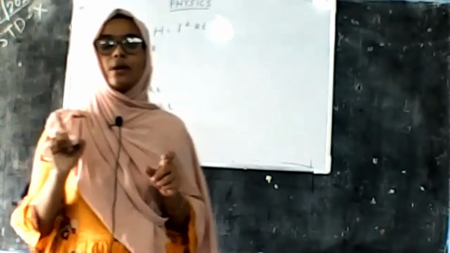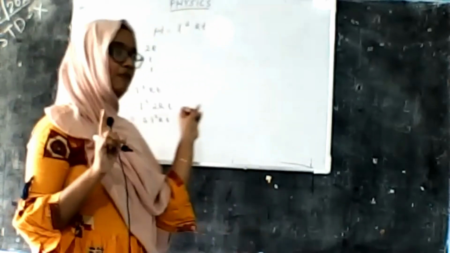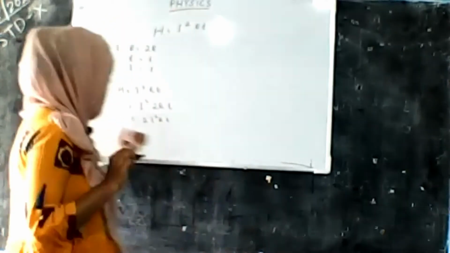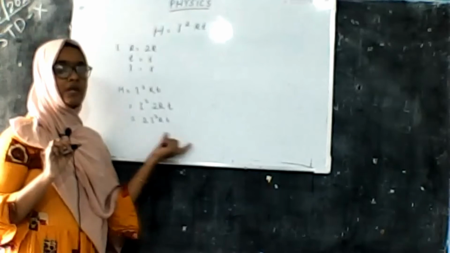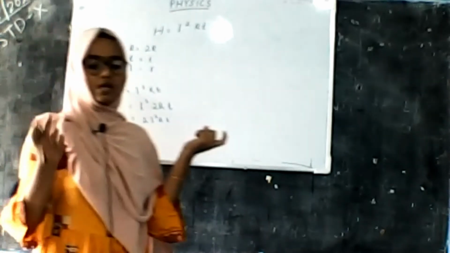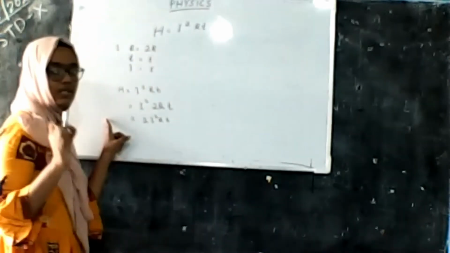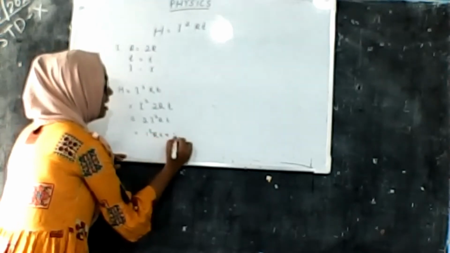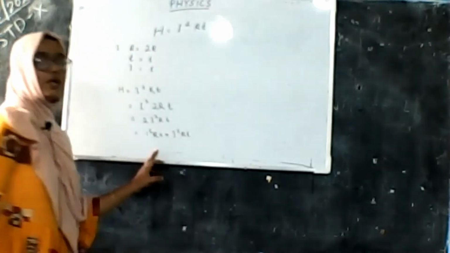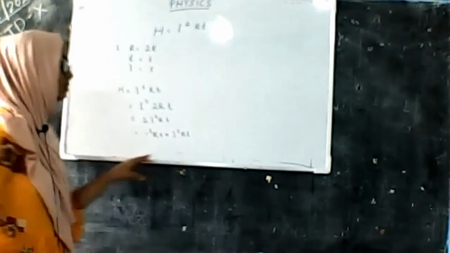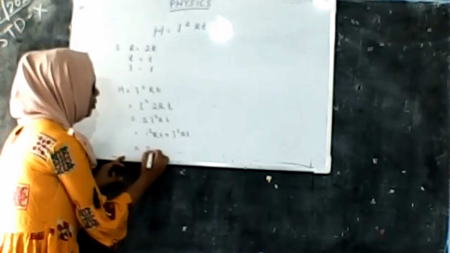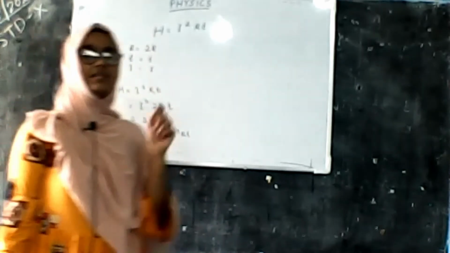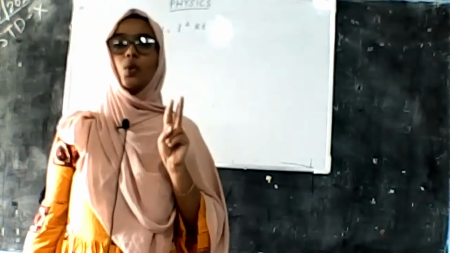H is equal to I square RT is Joule's law, and we applied these measurements to this problem. We got the final answer H is equal to 2I square RT. So the change in heat is twice in this case. This is equal to I square RT plus I square RT, so the heat here is 2H. 2H is equal to 2I square RT. So we find that the change in heat here is 2H.